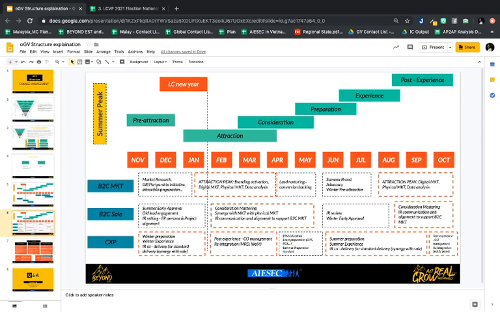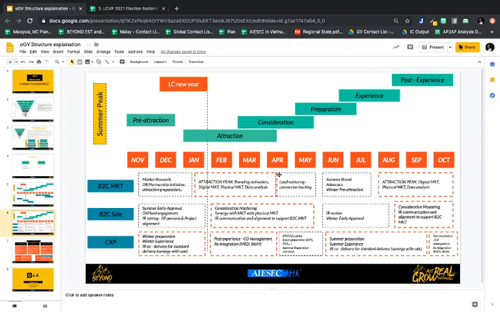So I think first of all I will go into B2C marketing. Okay, so now it's December and upcoming in January. It's the pre-attraction peak. It's the time for B2C marketing to do market research, partnership initiatives, and also attraction preparation. And moving on from January until April, it's actually the peak for them. They need to do attraction peak activities, for example branding activity, digital marketing, physical marketing, and also data analysis.